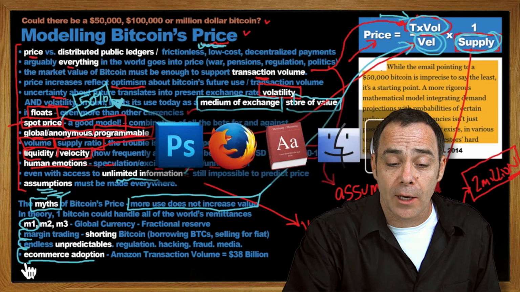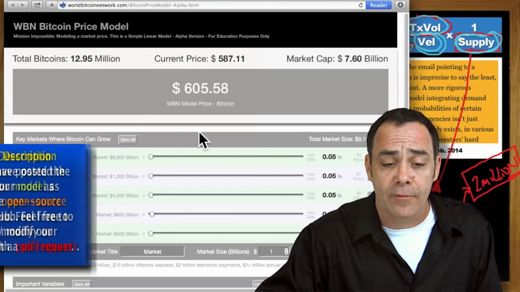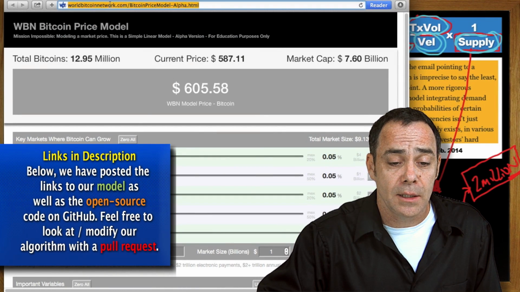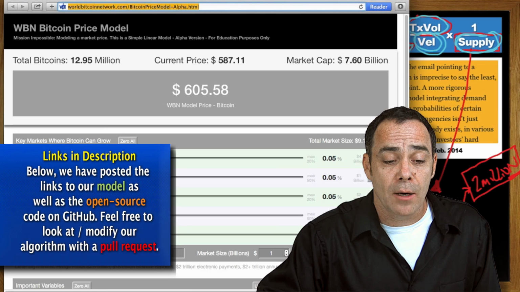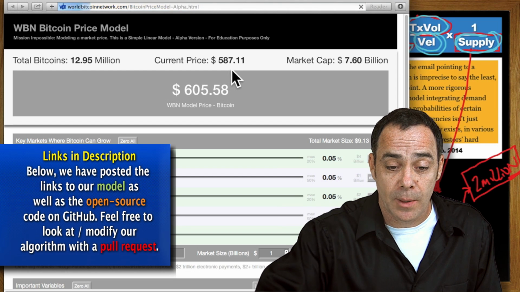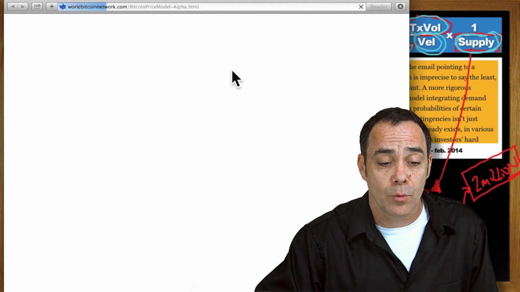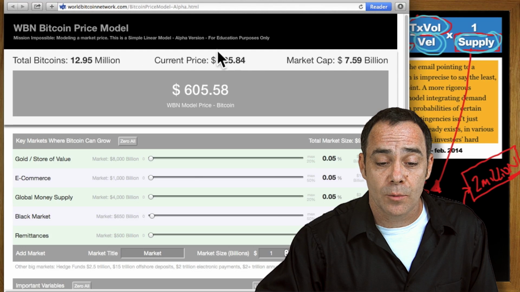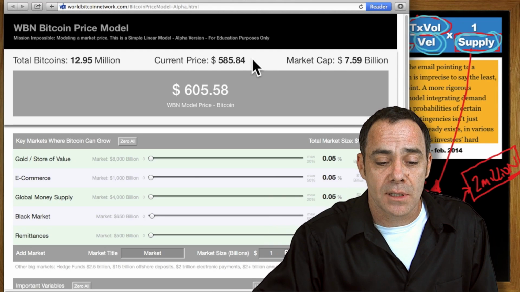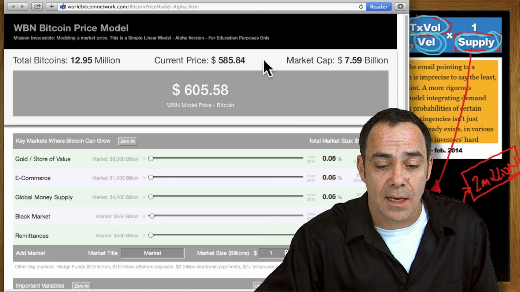So let's take a quick look at our model. Okay, we built this model in JavaScript, and you can go there immediately to this link right here. This model takes in from blockchain.info the current amount of Bitcoins and the current price, and if I refresh the page, maybe that's changed a little bit. Today's the big sell-off of the Silk Road coins, so everyone's kind of worried about price. Indeed, it's gone down $1.50 since an hour and a half ago, so that's not that bad. That's kind of standard volatility.